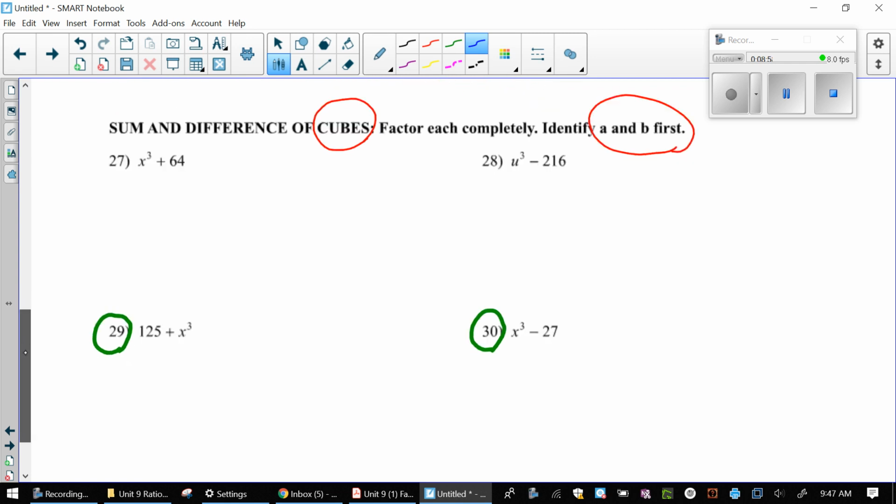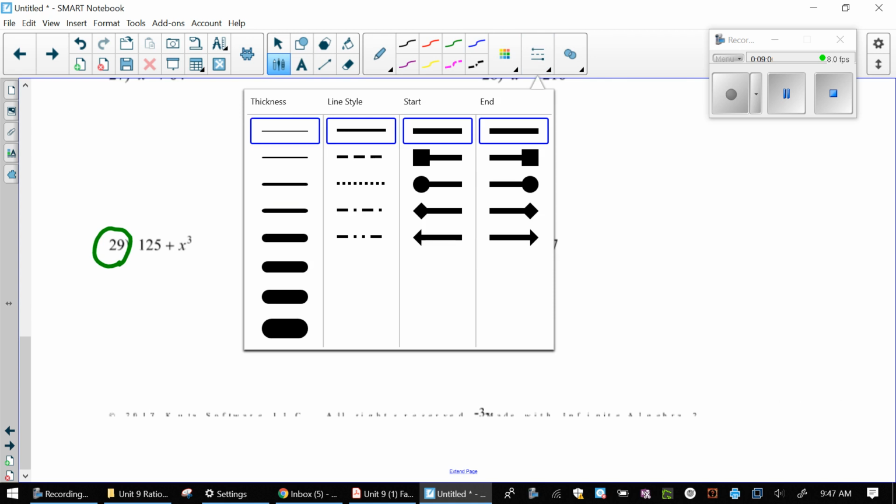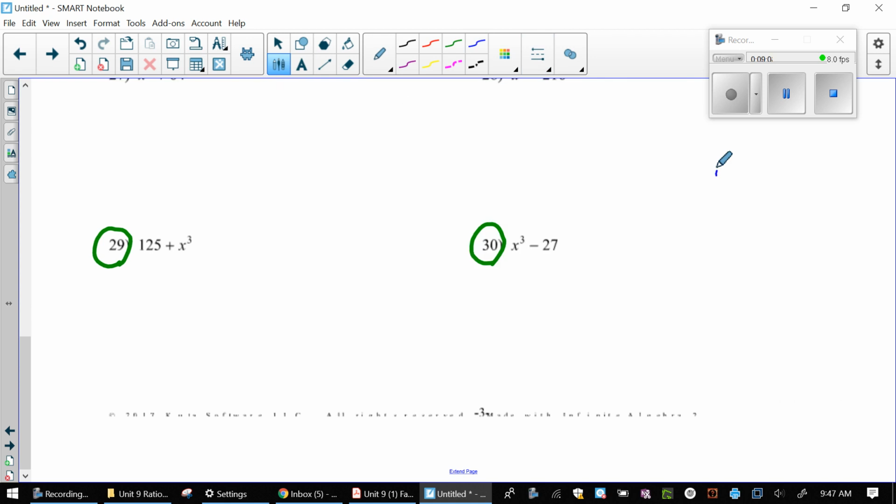Alright, so let's take a look at 29 and 30, and let's match these up with our patterns. Alright, so the first thing is you have to make sure you can see that cube there. So if you have that powers chart handy from our previous units, it might be helpful to look at the powers chart. Otherwise you can start writing out the cubes that you remember.